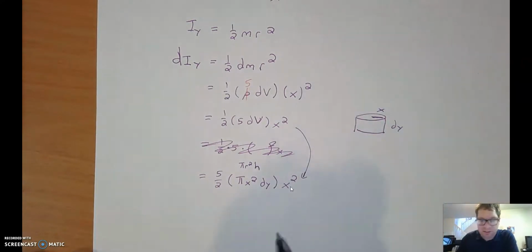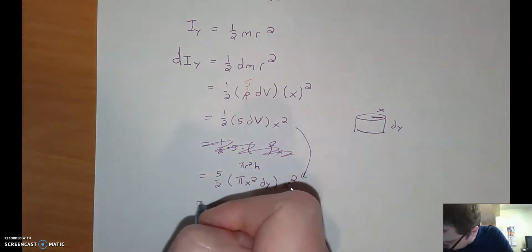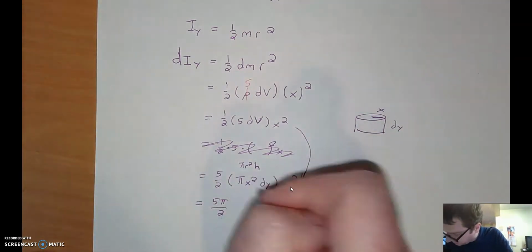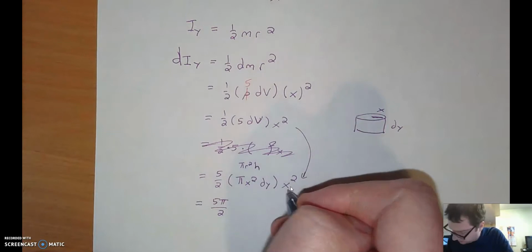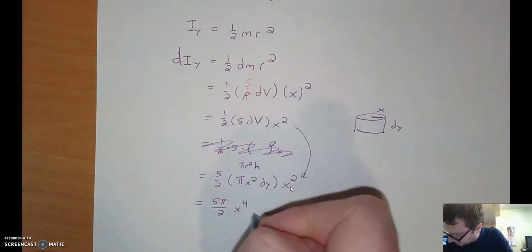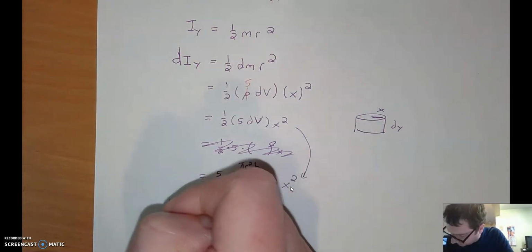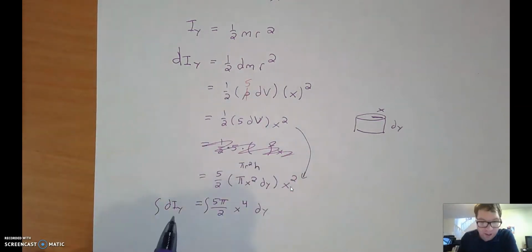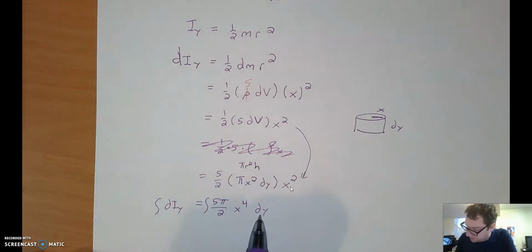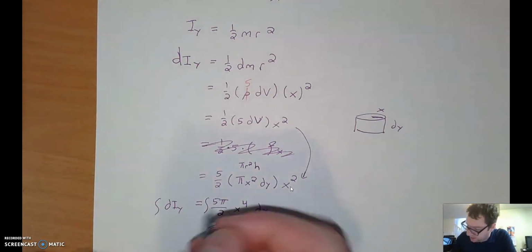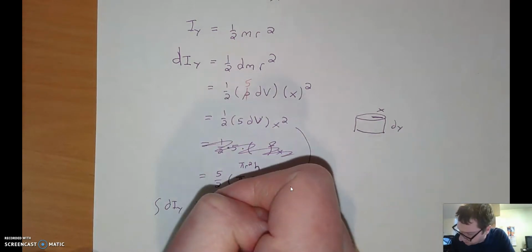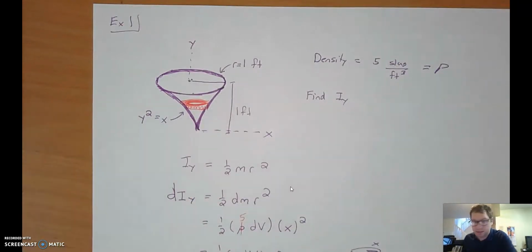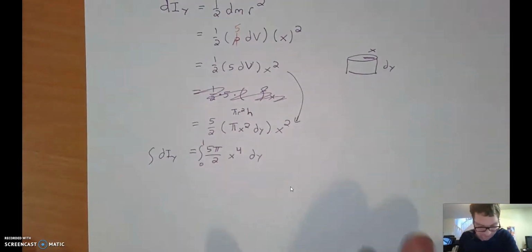And so now we're ready to integrate this thing. Once we clean it up one more time, we have 5 pi over 2, that's just a number. And then we have x squared, and we have x squared. So we have a total of x to the 4th power dy. And so this is dI_y. So if I integrate both sides, I will get I_y on this side. And I'm going to integrate for y. So I'm going to integrate from 0 to 1, because that was the total height of our ice cream cone here.